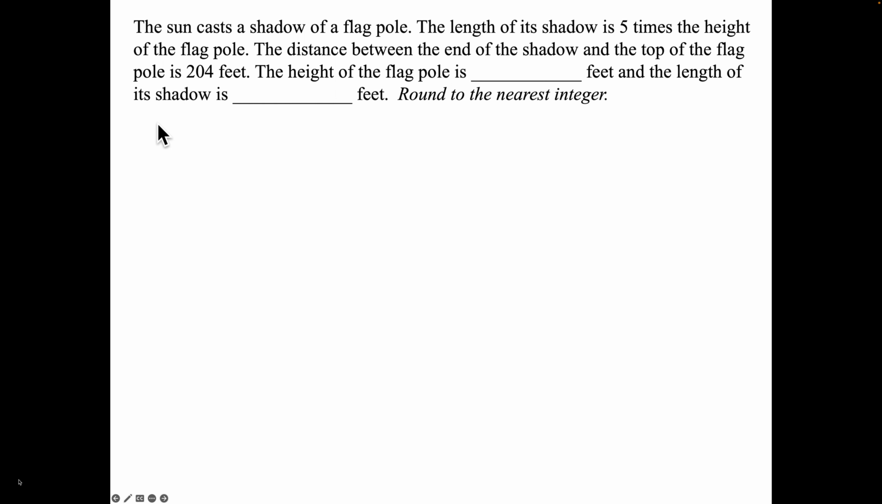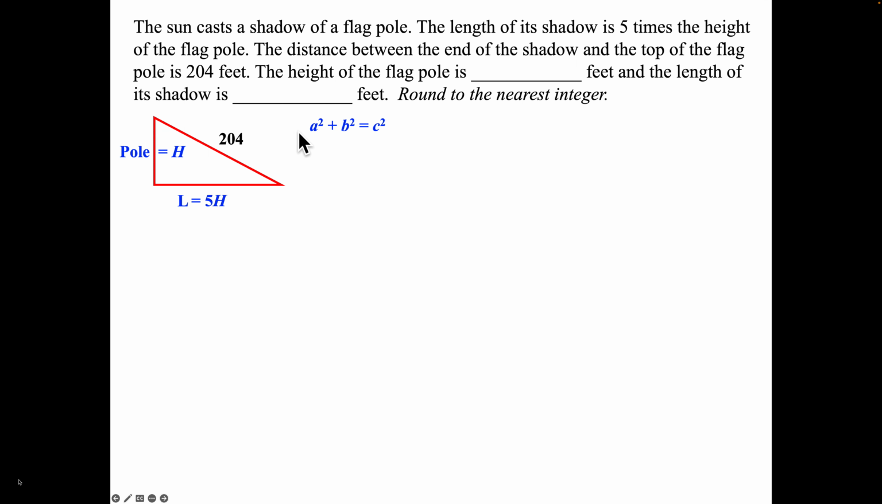All right, so let's draw a triangle here. Here's my flagpole casting a shadow, which is on the ground, and this is the ray of the sun, that hypotenuse. So here's the height of my triangle, that's the height of the flagpole, and here's my length, or the base of the triangle. You can label it whatever you wish. And now it was given to us that the length of the shadow is 5 times the height. So that's going to equal 5h. And they said the distance between the end of the shadow to the top of the flagpole is 204 feet. So that's this segment right here.